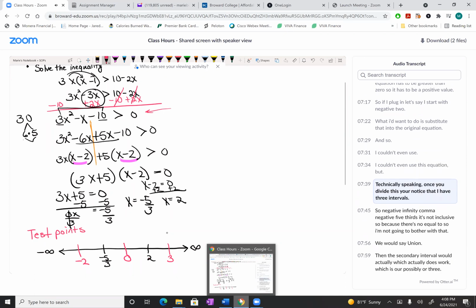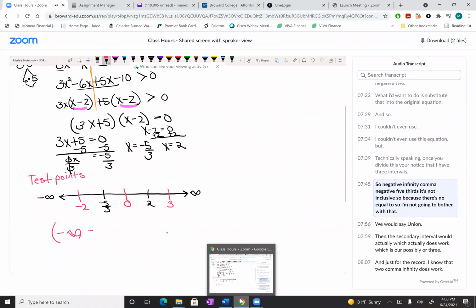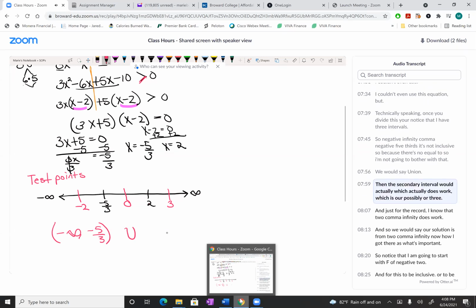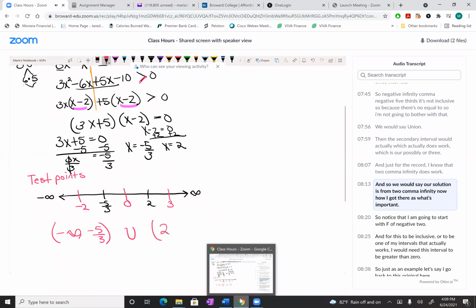technically speaking, once you divide this, notice that I have 3 intervals. So negative infinity, comma, negative 5/3. It's not inclusive, because there's no equal to, so I'm not going to bother with that. We would say union. The secondary interval, which actually does work, is possibly our 3. And just for the record, I know that 2 comma infinity does work. And so we would say our solution is from 2 comma infinity.